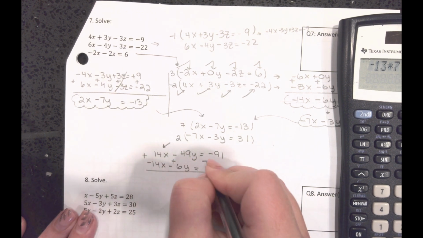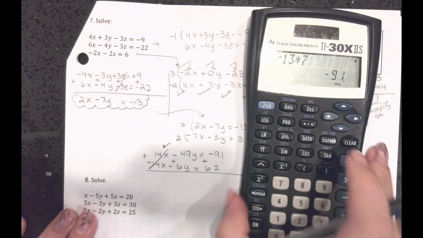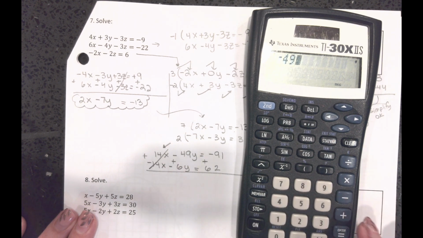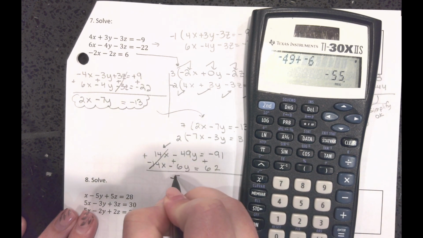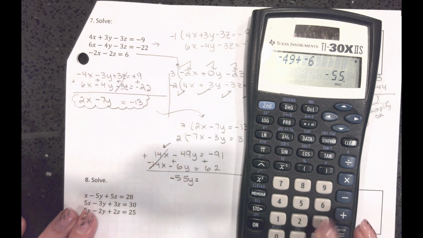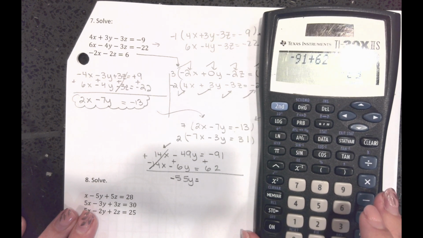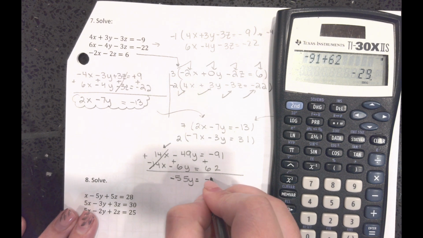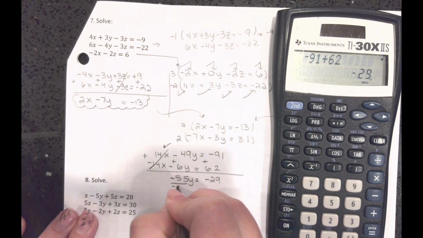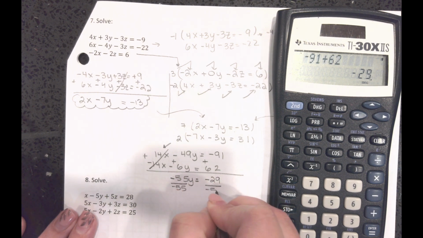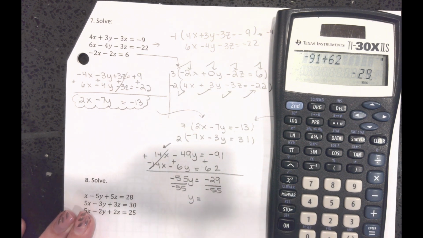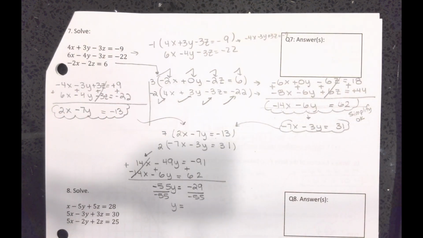Adding, adding, adding. Yeah, get rid of it. Negative 49 plus negative 6, that's negative 55 y. We got negative 91 plus 62. And I really don't like that answer, because if we continue dividing, that means something went wrong. Let's pause and reconvene.